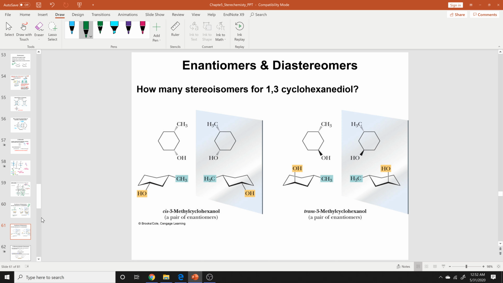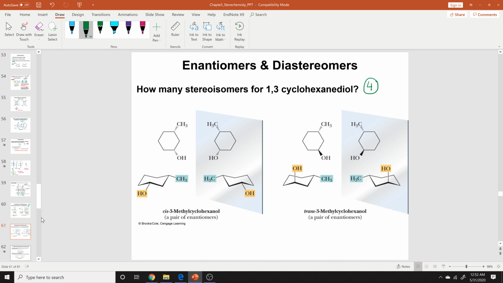How many stereoisomers for 1,3-cyclohexane diol? So this is going to be the cyclohexane diol. It's up to you. You can draw it in a chair conformation, or you can draw it as a planar. It's fine by me. I didn't specify because I want you to draw both the cis and the trans. I have 2 chiral centers, so the number of stereoisomers is 4. The 4 stereoisomers are going to be the cis and the trans.